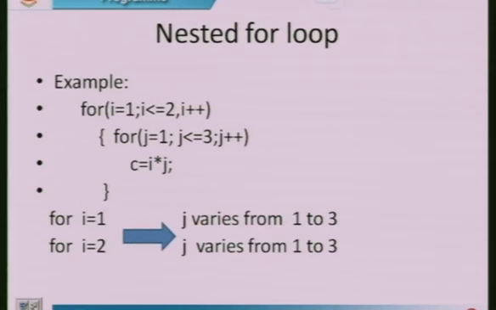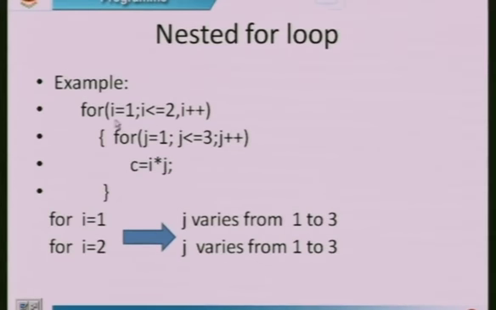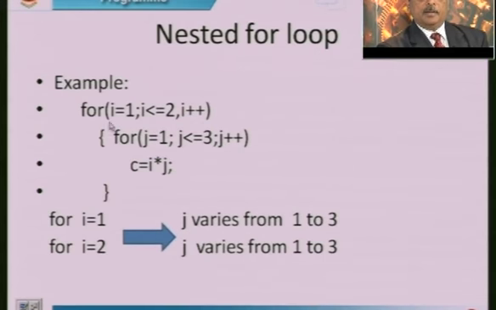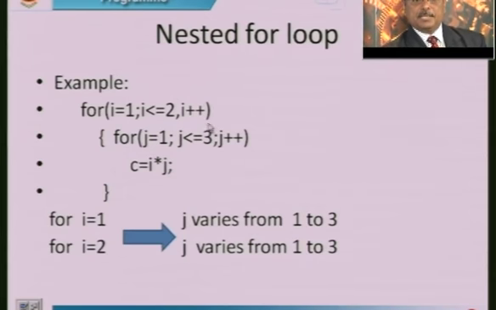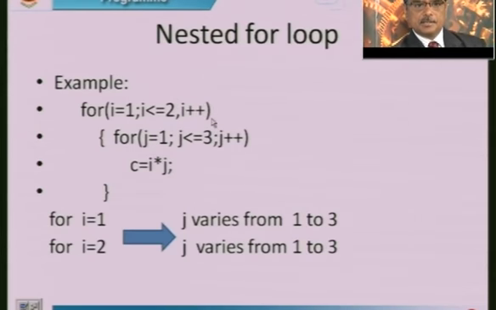Let us move on to nesting of for loops, just similar to if else conditions. If you nest for loops, one for loop inside another for loop, that is called nesting. How does it work? It is an interesting statement in programming. Observe the example shown here: for i equal to 1, i less than or equal to 2, i plus plus. There is no semicolon here, remember this.